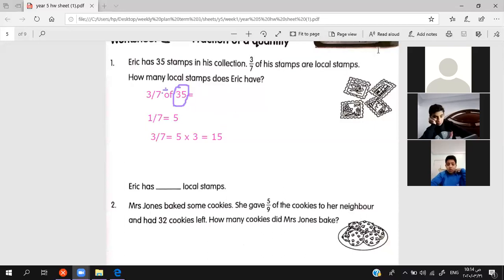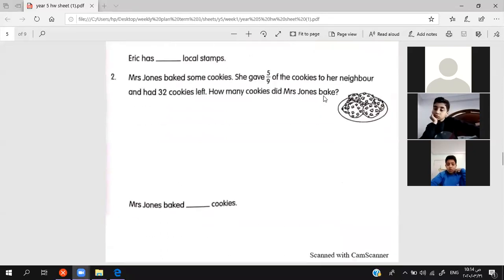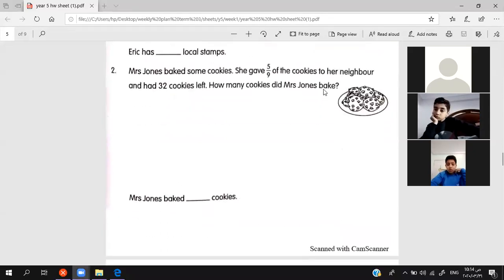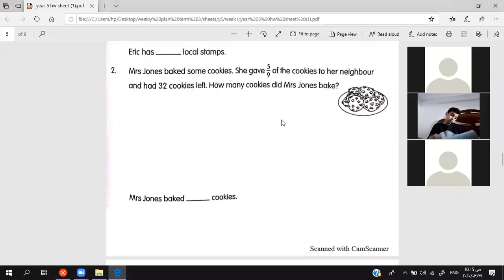Okay. So at the end, Eric has 15 local stamps. Okay. Number two, Mrs. Jones baked some cookies. She gave 5/9 of the cookies to her neighbor. So like this, Mrs. Jones divided the cookies into 9 parts.